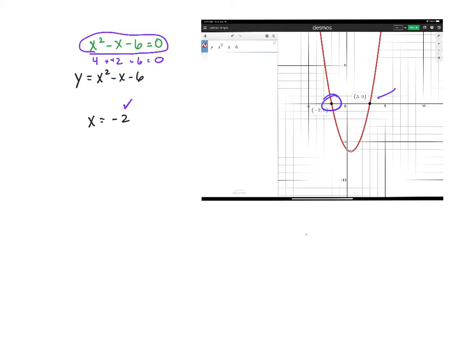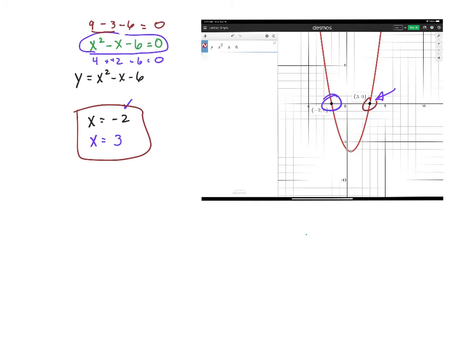The other solution is the other 0. In this case, x equals 3. I'm going to substitute 3 in here really quick. We'll do it in red. 3 squared is 9, minus 3, minus 6. Thank goodness, otherwise it wasn't going to work out. 9 minus 3 is 6, and 6 minus 6 equals 0. Yep, 3 is a solution. Those are my two answers.